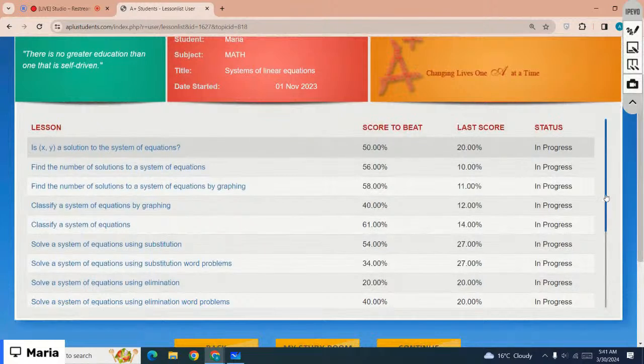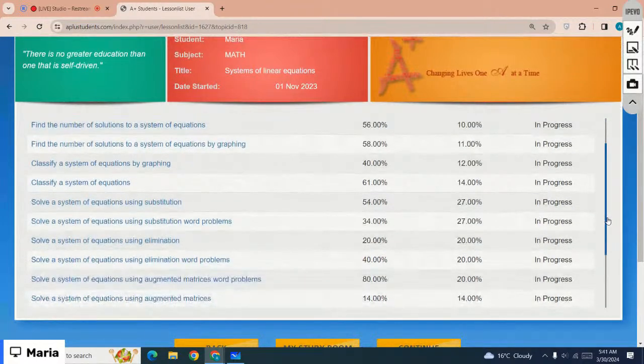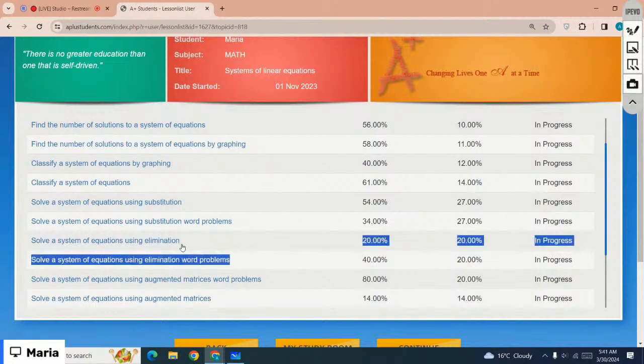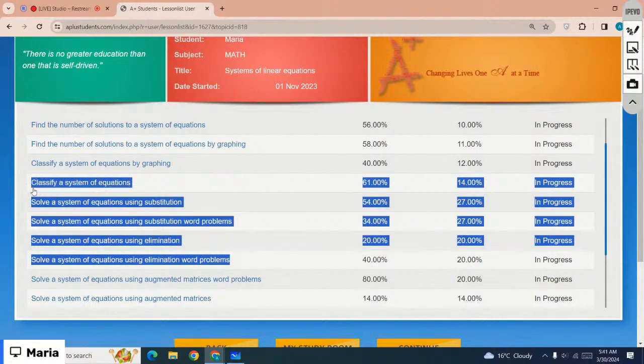And the one right next is solve a system of equations using elimination with word problems, which you have to do on your own, right? Next week we're going to start with augmented matrices. So that's all for today. If you have any questions related to the lessons we have just finished, please ask. I'm here to answer all your questions and confusions if you have any.